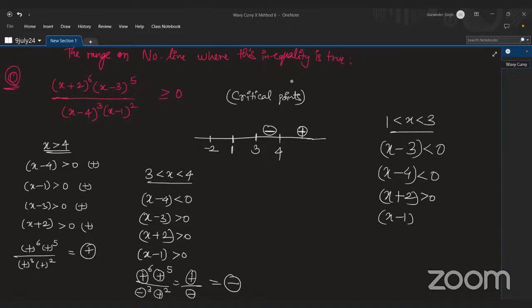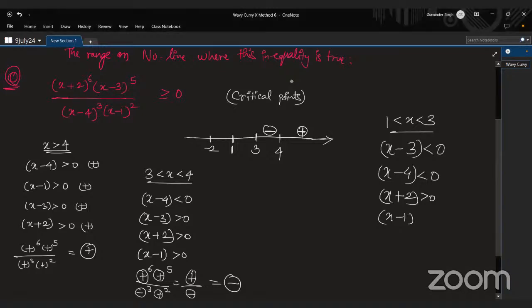You are just checking the signs of these individual functions at these finite intervals. At these intervals you are checking the value and then you are trying to see if the function's final value is positive or negative in these regions.